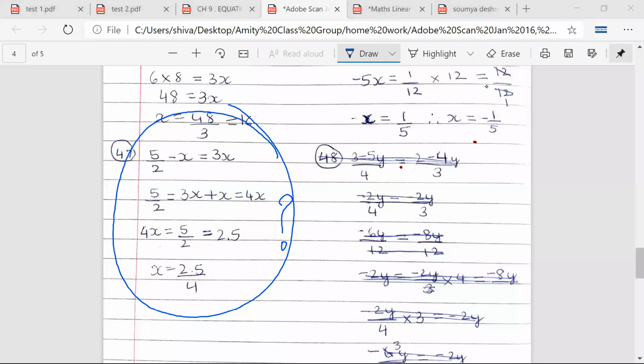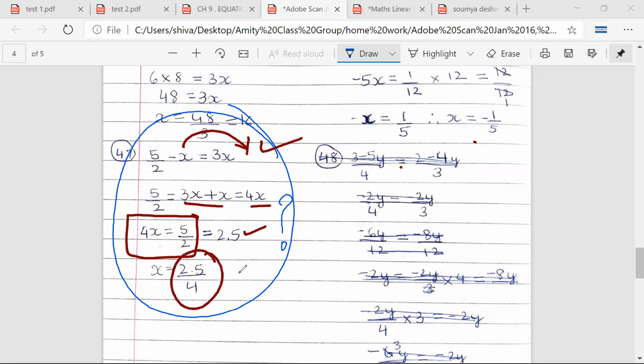So for example, this question: 5/2 minus x is equal to 3x. ये जो आपका x है ये आप इस साइड ले आए. This became 4x. So 4x is equal to 5/2. यहाँ तक बिल्कुल परफेक्ट है. अब 5/2 is equal to 2.5. ये भी ठीक है. x is equal to 2.5/4. यहाँ लाके क्वेश्चन आपने अगर छोड़ दिया ये इनकरेक्ट है.